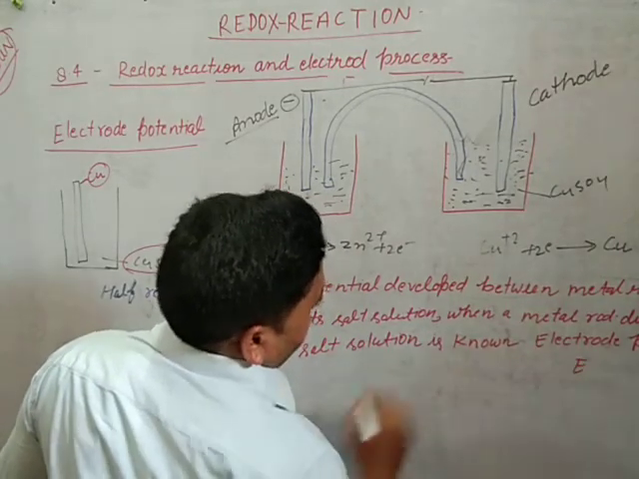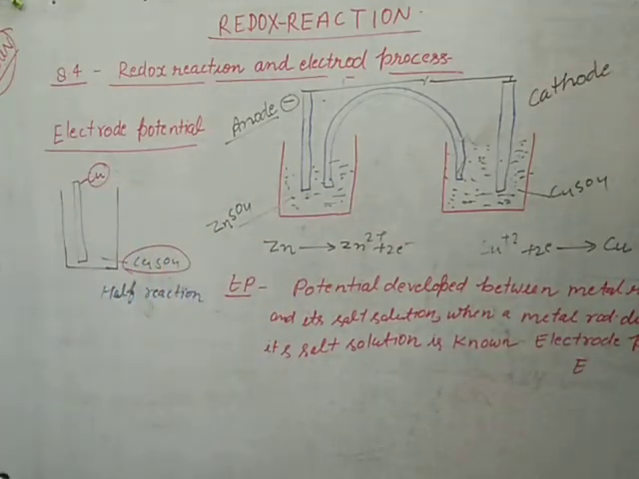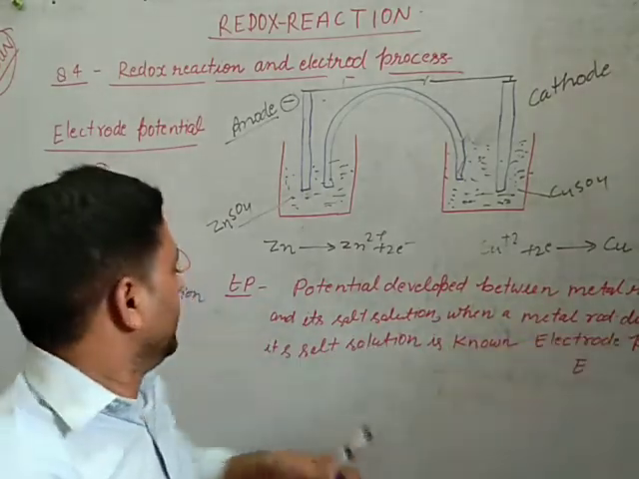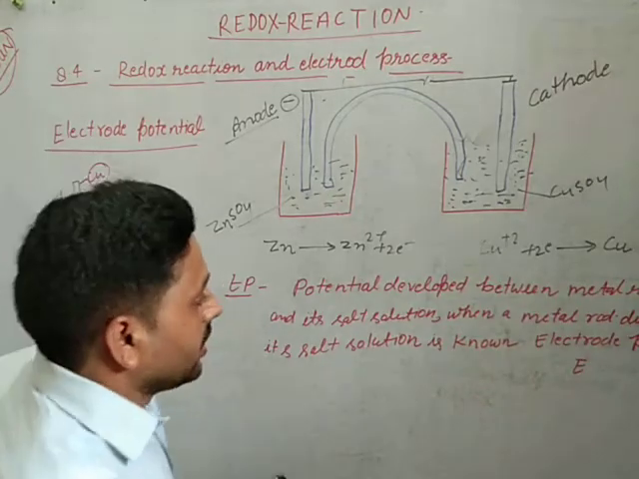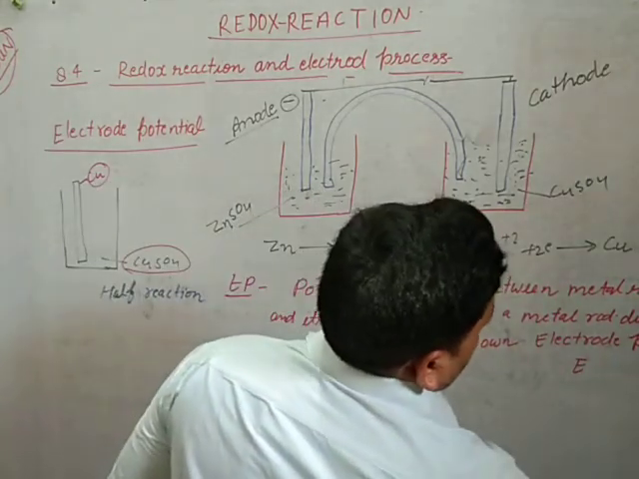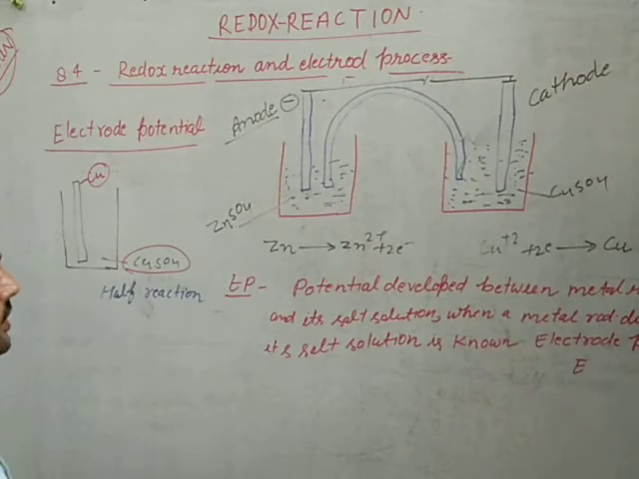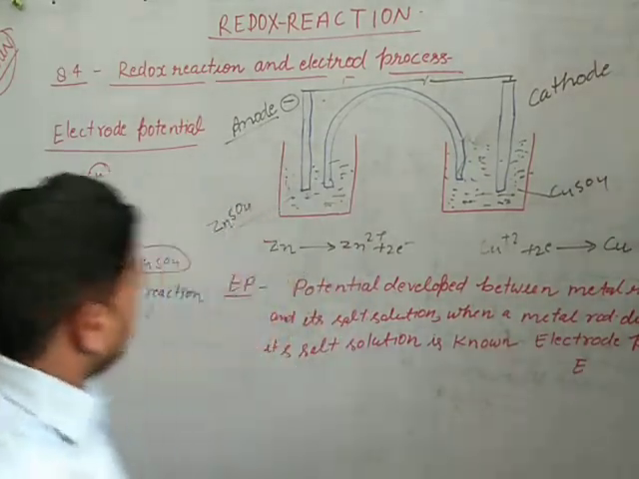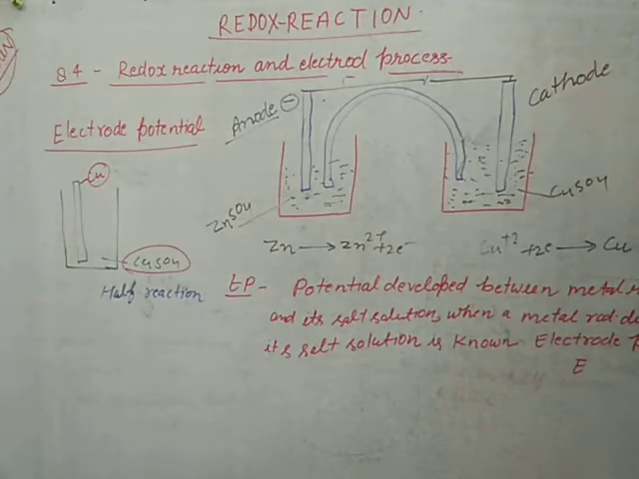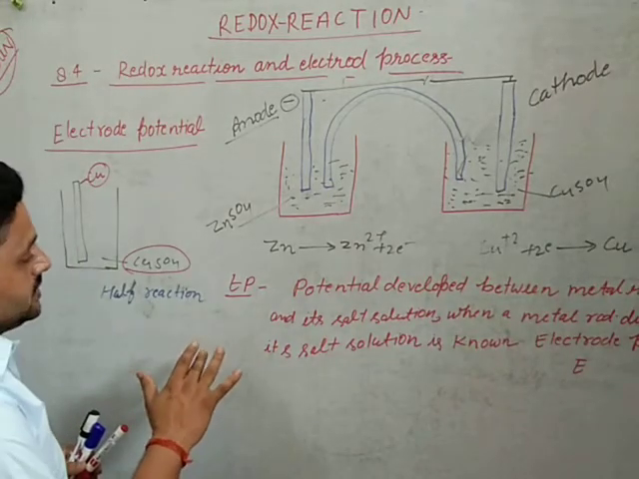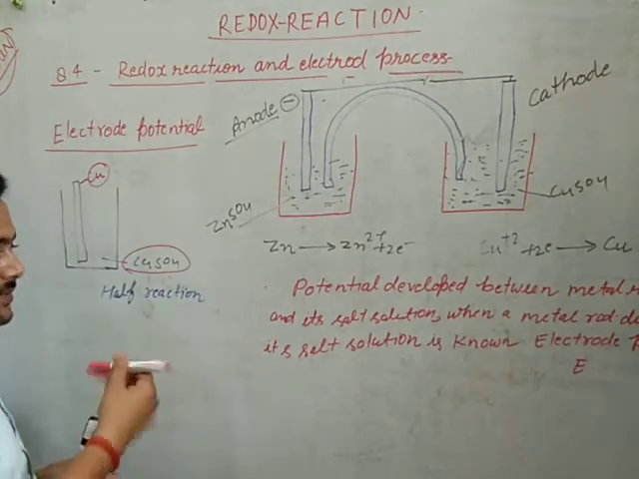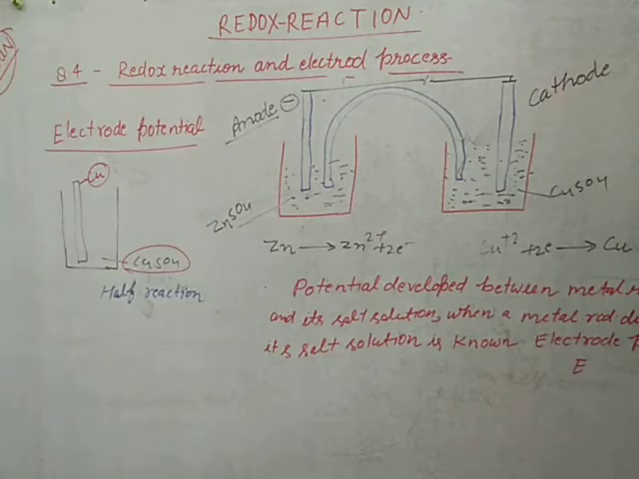It is denoted by... The potential developed between a metal rod and its salt solution when a metal rod is dipped in its salt solution is known as electrode potential. Now we are moving to standard electrode potential. Before this we discussed electrode potential.